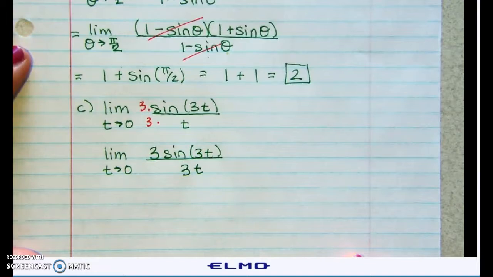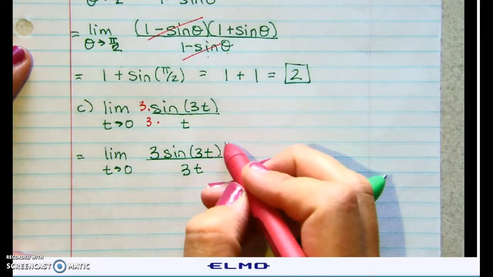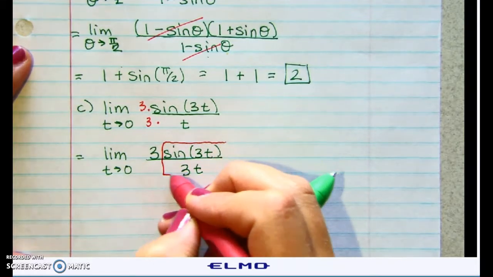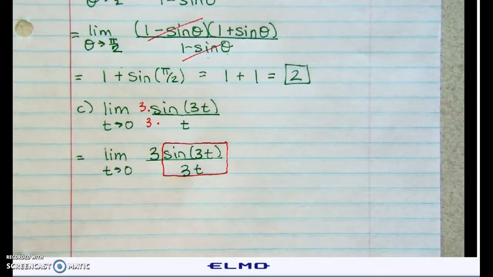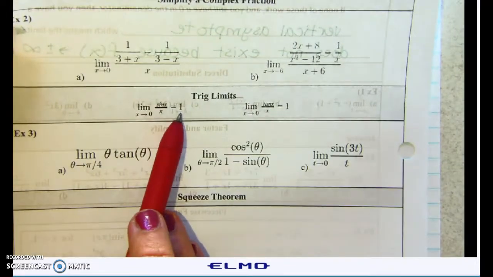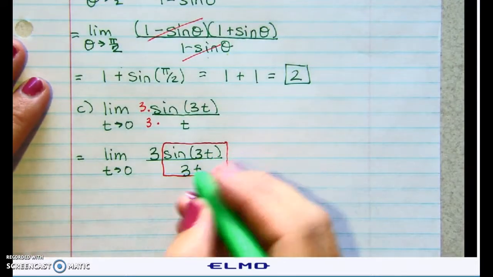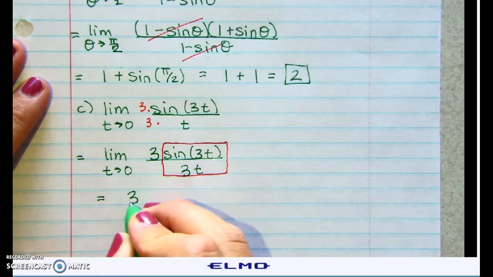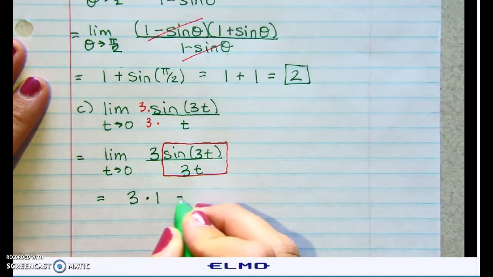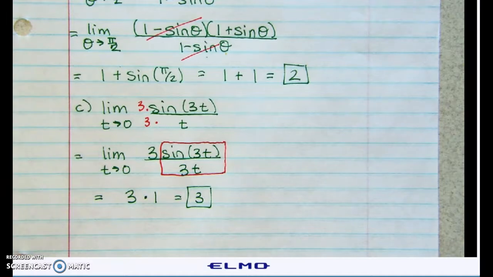You with me? Okay. Why did we do that? Because the limit of this is equal to 1. Okay? How do we know that? Well, hold on. Let's start here. The answer is 3 times 1, which is 3. Okay? I'm still here. All right.